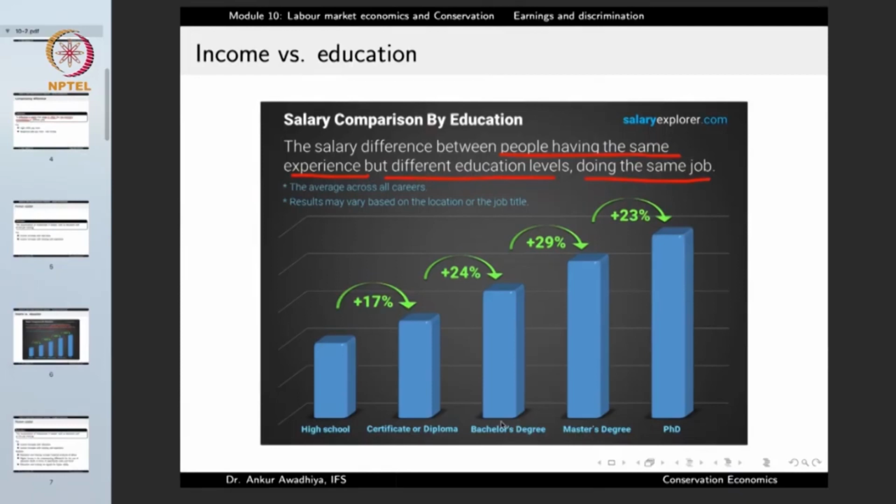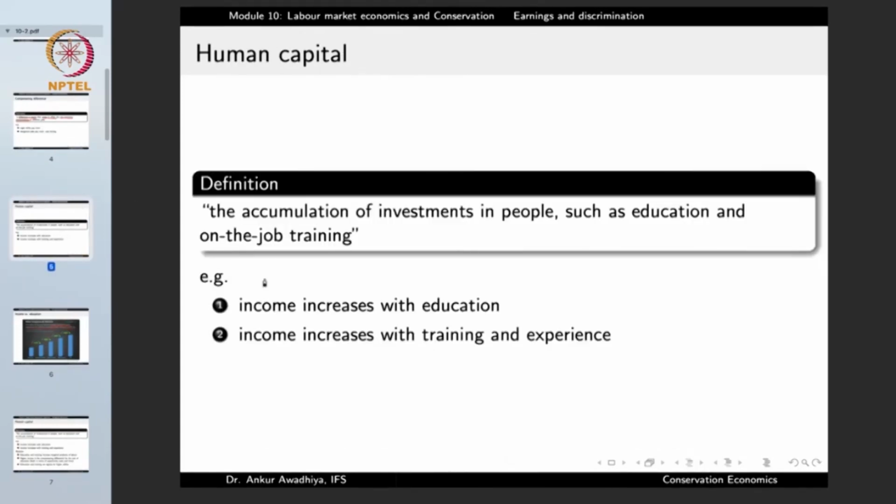A person who is a graduate of the high school is paid less. A person with a certificate or diploma is paid more than the high school graduate. A person with a bachelor's degree is paid even more. A person with a master's degree is paid even more, and a person with a PhD is paid even more. Even though these people are doing the same job and they have the same experience, the only difference is the difference in the education levels. So, in this case, we are paying these people more on account of the accumulation of investment in the people by means of education or training.